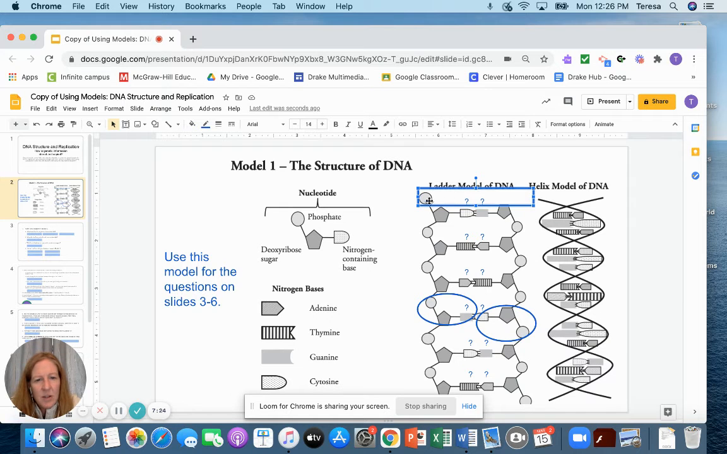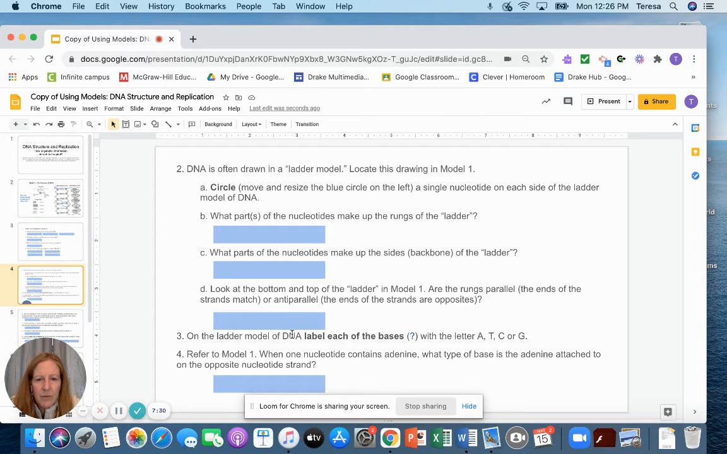So since they do not match what's on the right side and the left side, our answer for question 2D is that these rungs, the bases, and the nucleotides are anti-parallel. They don't match each other. They run in opposite directions. They're parallel, so they run side by side, but the one side is pointing up and the other side is pointing down. So that's anti. Anti means opposite.